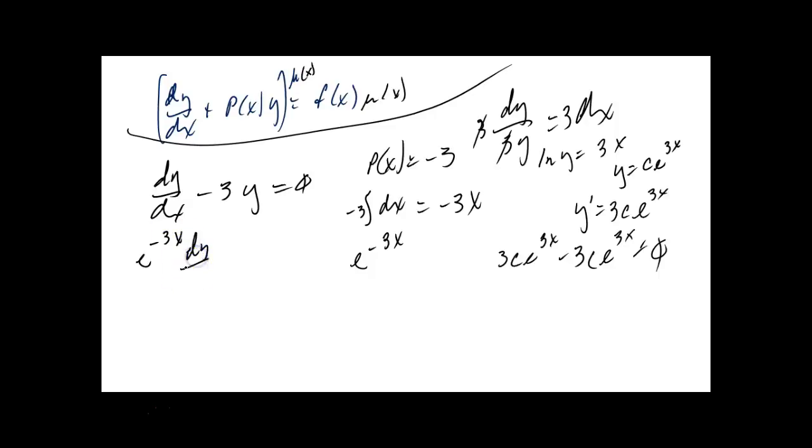So e to the minus 3x times dy dx minus 3y. Oh, I'm sorry, I didn't multiply that. Negative 3. Let me put it here. Times e to the minus 3x equals 0, because that times 0 is still 0, and that thing obviously isn't 0.